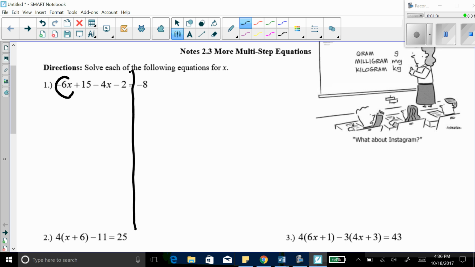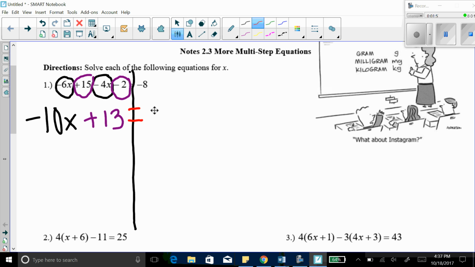So negative 6x minus 4x gives me a negative 10x. 15 minus 2 is 13. We still have my equal sign here, equals negative 8. So your first step when you have multi-step equations is to combine like terms or distribute or do something to simplify and get it down into a two-step equation. So now I have negative 10x plus 13 equals negative 8. Now we're at a two-step equation.